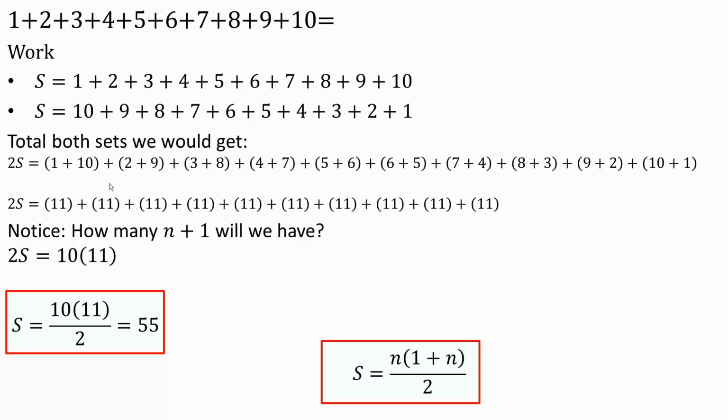How many 11s do we have? We have n number of terms. In our case, it's 10. You can simply count it: 1, 2, 3, 4, 5, 6, 7, 8, 9, 10. And so I would get 2s is equal to 10 times 11. And if I want to just get s, the sum, I divide by 2, divide by 2. So 10 times 11 is 110. Divide by 2 is 55. And so our formula is correct.